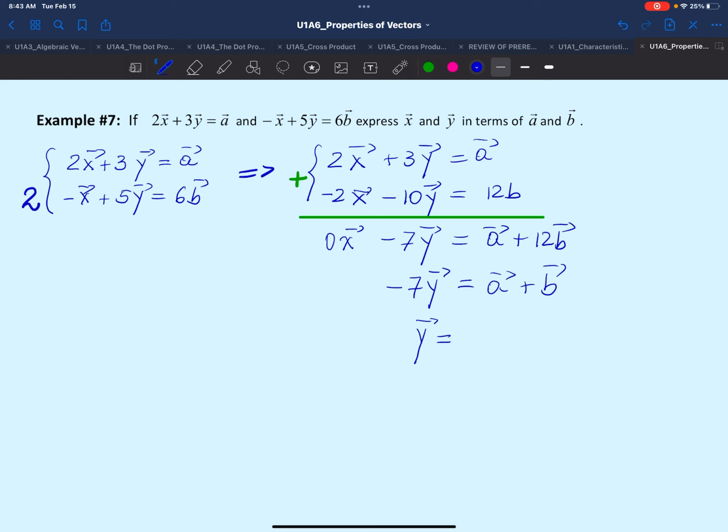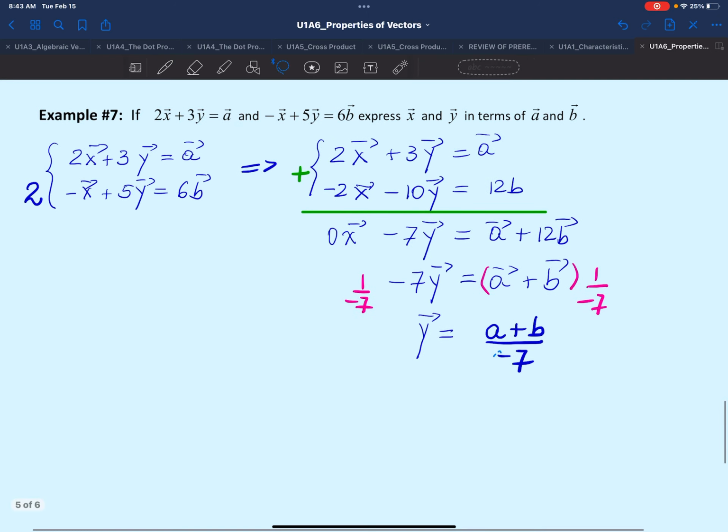So you can isolate vector y by dividing both sides by negative 7, by a scalar of negative 7. We're allowed to do that. So you can look at it as a scalar multiplication by 1 over negative 7 for both sides. So what that means is that now we'll have vector y equal to a plus 12b over negative 7. And obviously we can put this negative in front if we wish, right? Or you can leave it in the denominator, but normally we'd like to keep the denominators positive. So I would bring this in front.